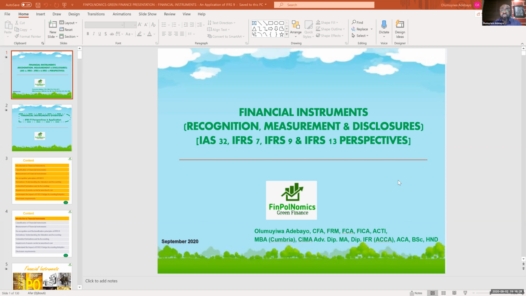And we are going to make use of 4 standards as a guide. IAS 32, which deals with financial instrument presentation. IFRS 7, which deals with financial instrument disclosure. IFRS 9 deals with recognition and measurement. And IFRS 13, which borders on fair value measurement. These 4 standards are what we are going to harness to justify the discussion.